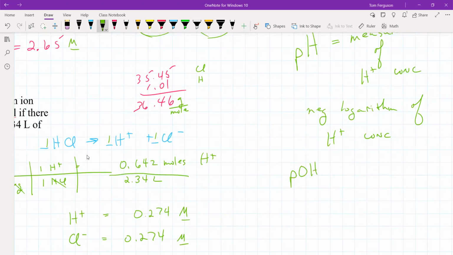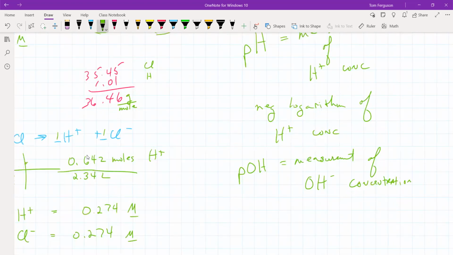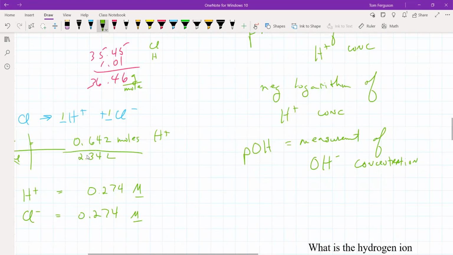We also have pOH. That's the measurement of OH concentration. And that's also the negative logarithm of the OH.